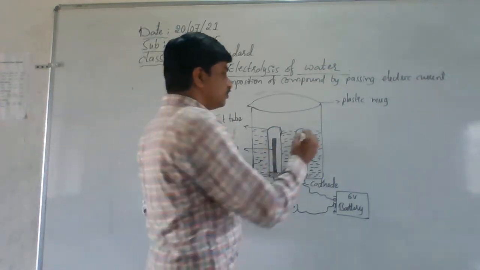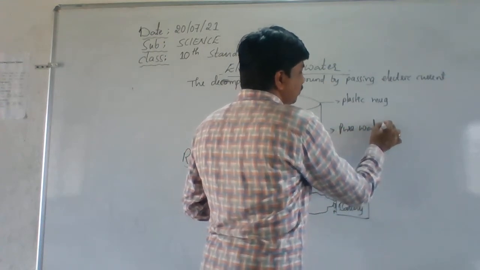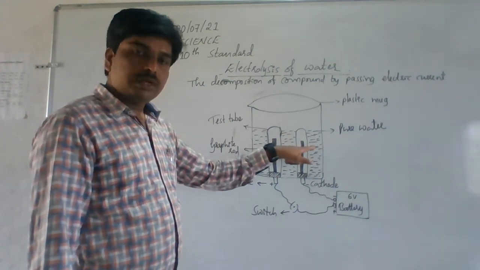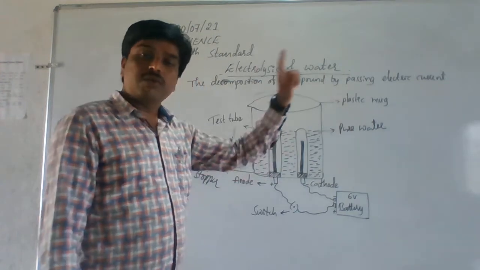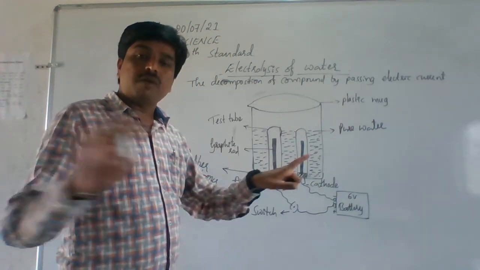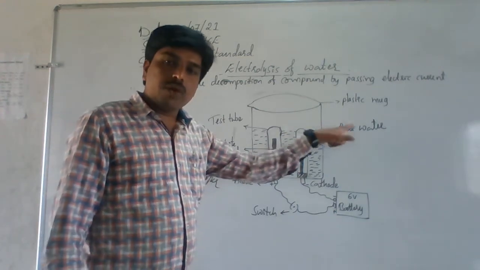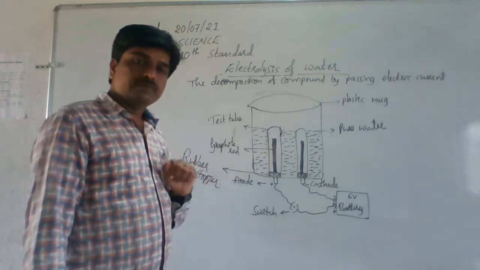Then fill this plastic mug 2/3 with water. 2/3 means 70% of this plastic mug with pure water. You have to take pure water which is free from all salts. Don't take normal water. You have to take what? Pure water. Understand? Take 2/3 of pure water in a plastic mug.